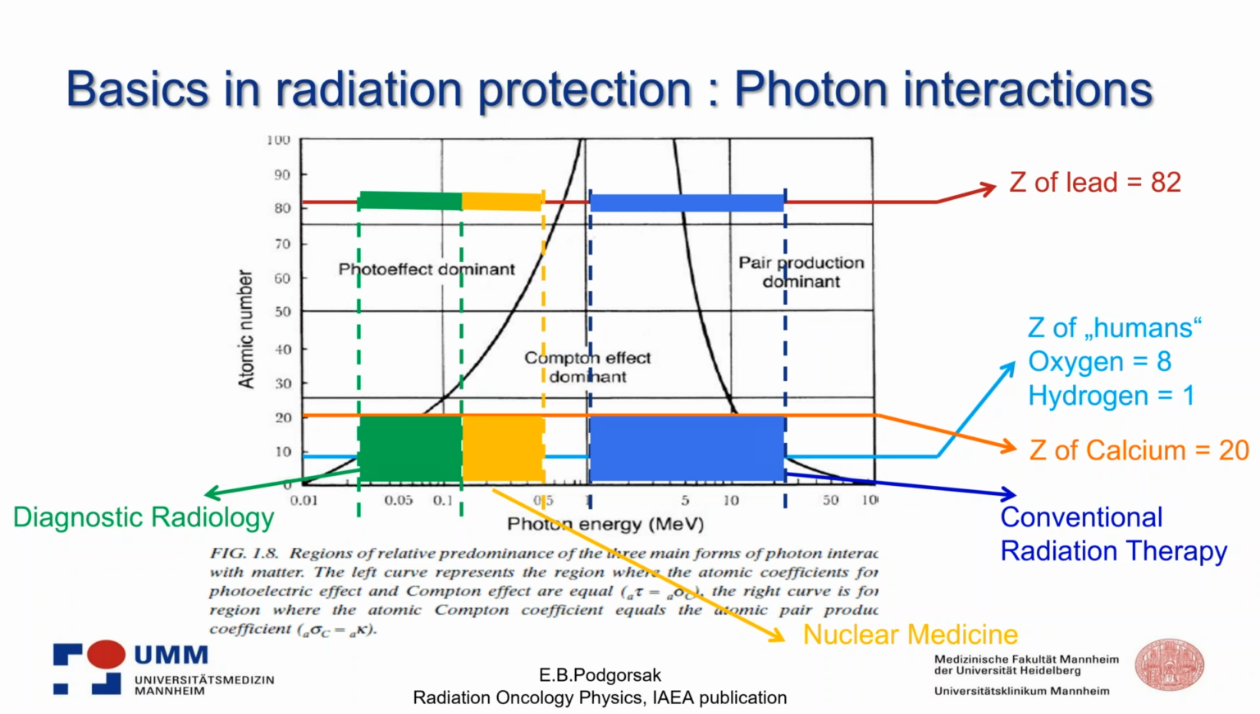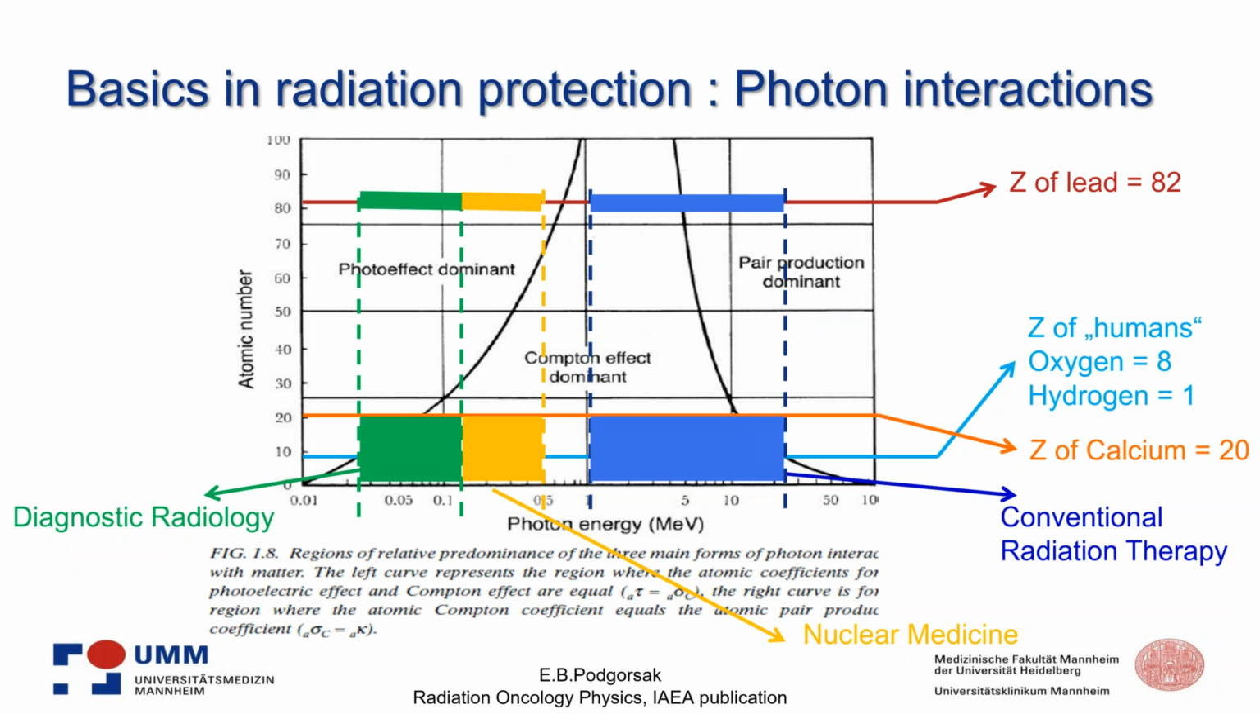But normally humans are mostly made out of water. That means the Z of humans is very well estimated by oxygen and hydrogen, between 8 and 1. And you see for diagnostic radiology we are in the bottom line. For the patients, we are between the photo effect and the Compton effect. This is our basic line for imaging.